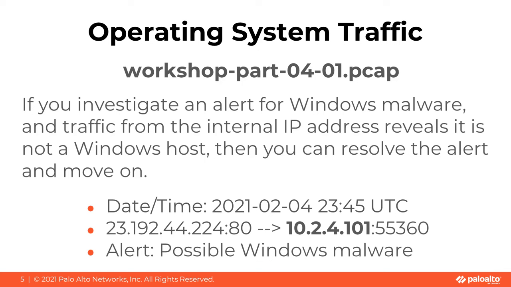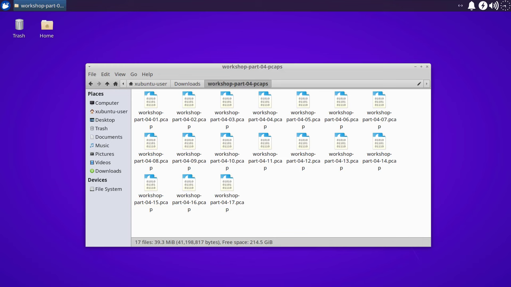In the first PCAP for this video, we are pretending that we received an alert for Windows malware from an IP address at 10.2.4.101. This PCAP matches the time and the internal IP address of the alert. However, traffic from 10.2.4.101 in this PCAP indicates it is not a Windows host. And after we establish this host is not running Windows, we can resolve the alert and move on to other things. So let's open our first PCAP.